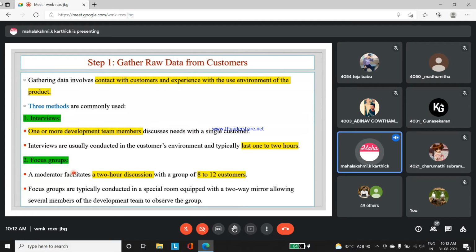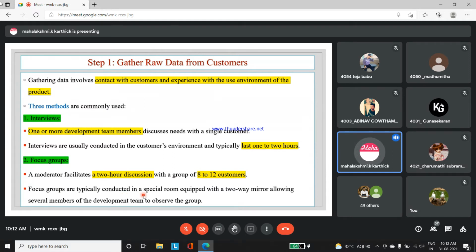Focus group, simple. You would have heard about Amway products, or any products that have to be promoted to some set of customers. They put a meeting schedule. They come to the particular company, attend those meetings, and get fully clarified about the products. That is also involved in gathering raw data from the customer. So a moderator facilitates. There will be a particular person involved for organizing that meeting. It can be for 2 hours of discussion with a group of 8 to 12 customers.